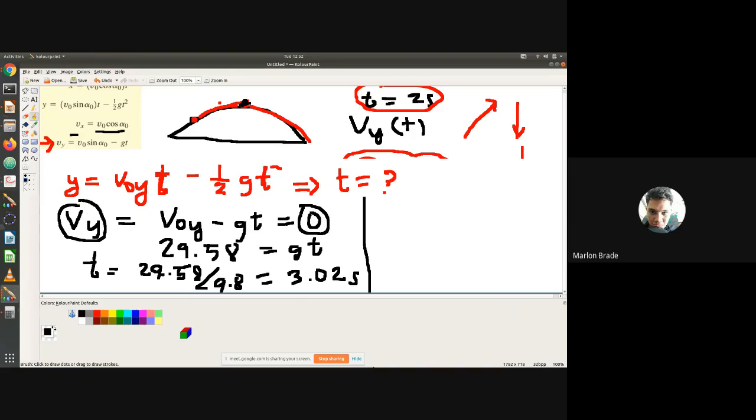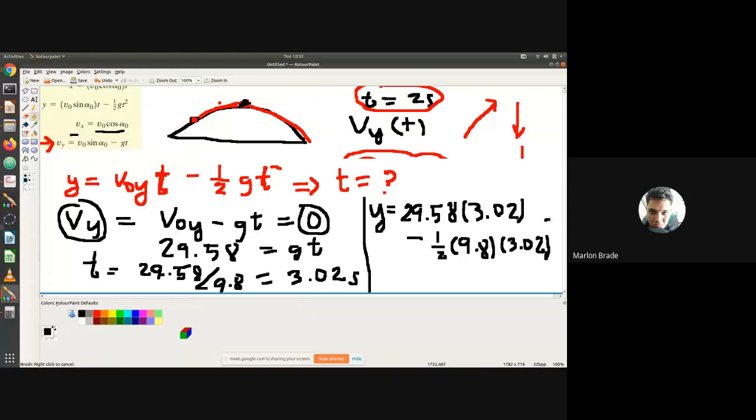Any questions so far? So, let's solve this y. The y is equal to v naught y times t, where v naught y is 29.58 and the time when vy becomes zero is about 3.02. So, minus 1/2 times g, so that is 4.9, right? So this is 1/2 times 9.8 multiplied by 3.02 squared. So how much is that?